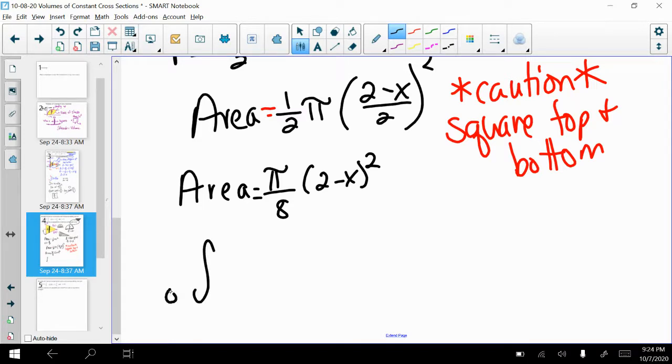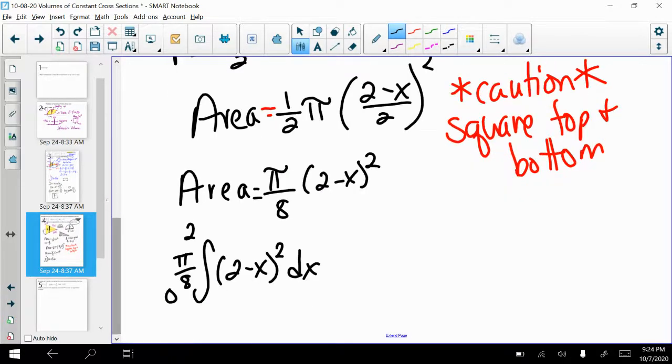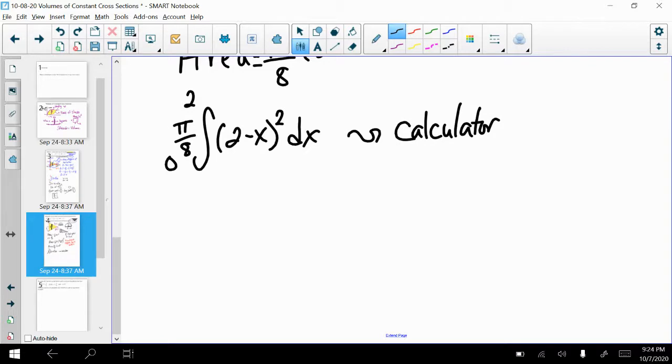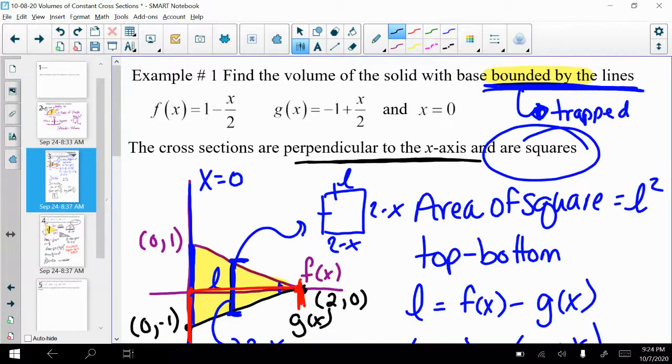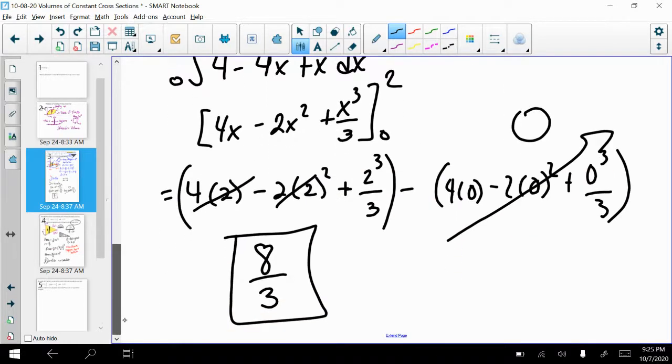Which then means our volume is the integral from 0 to 2 again. That pi over 8 can move out in front, right? It's just a coefficient, (2 minus x) squared dx. Remember, the pi over 8 showed up because we're dealing with semicircles. So at this point, our integral is the same as what we did before. So I would say at this point, just use your calculator. Do you guys all remember how to do our calculators? To evaluate it, but if we didn't evaluate it, this one's really easy because see how we did this integral from 0 to 2 of (2 minus x) squared dx, and we found that that was 8 over 3.